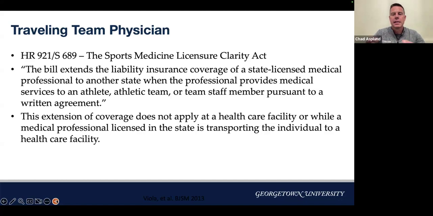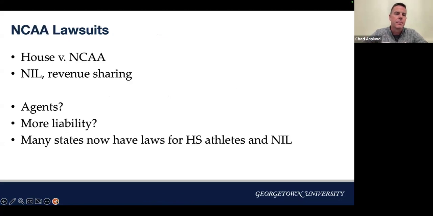But as long as you're staying in your bubble with your team and providing care that's outside of a healthcare facility, you should be shielded by the Sports Medicine Licensure Clarity Act. Now we're getting towards the end, and this is the future, and who knows what will really become of this with what's going on.